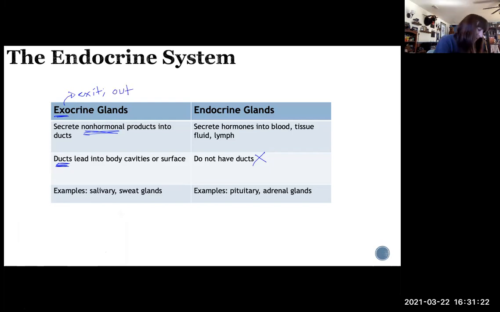Just take my time. Endo. In, right? Okay. No ducts. Hormones directly into the blood.